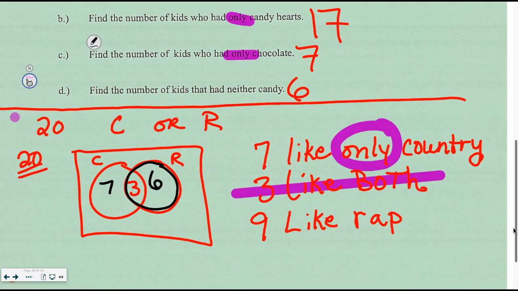So there I've got my 7 only country, 10 like country, 3 are both, 9 like rap, and the only number missing is how many don't like either kind of music. Well, 7 plus 3 plus 6 have been accounted for. I've got 16 students who have responded that they like country or rap.